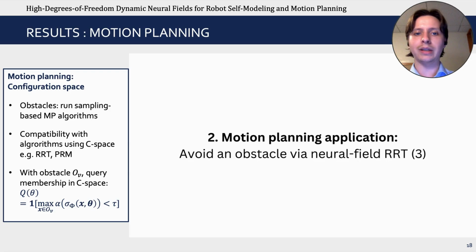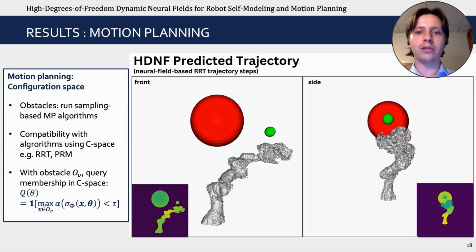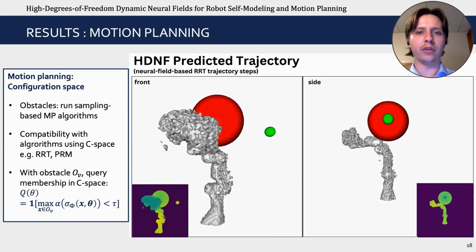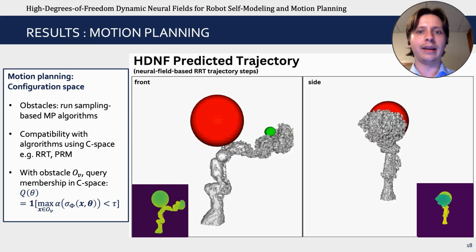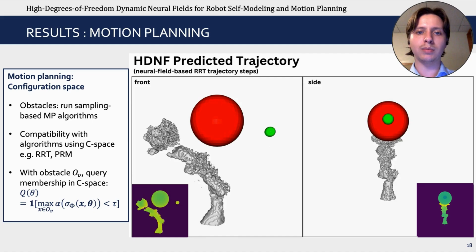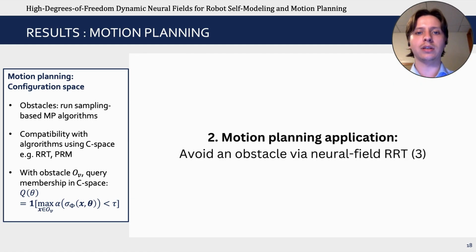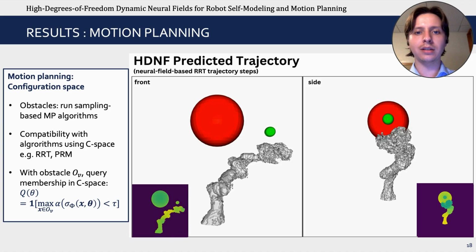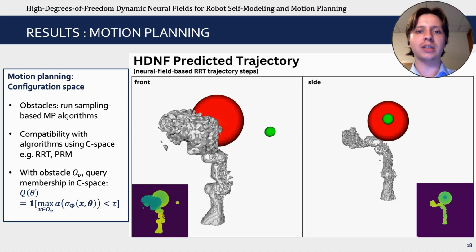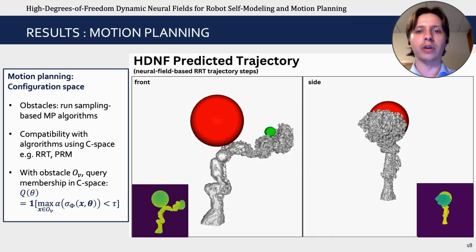Thus, in the presence of obstacles and constraints, we use our second approach, which uses the learned self-model as a query model for the configuration space in concert with classical motion planning algorithms. If a joint configuration produces a maximum density over points in the volume of known obstacles that exceeds a threshold, this joint configuration will produce a collision and is rejected. By repeatedly querying configurations, we can find a path from start to end via algorithms such as rapidly exploring random trees.